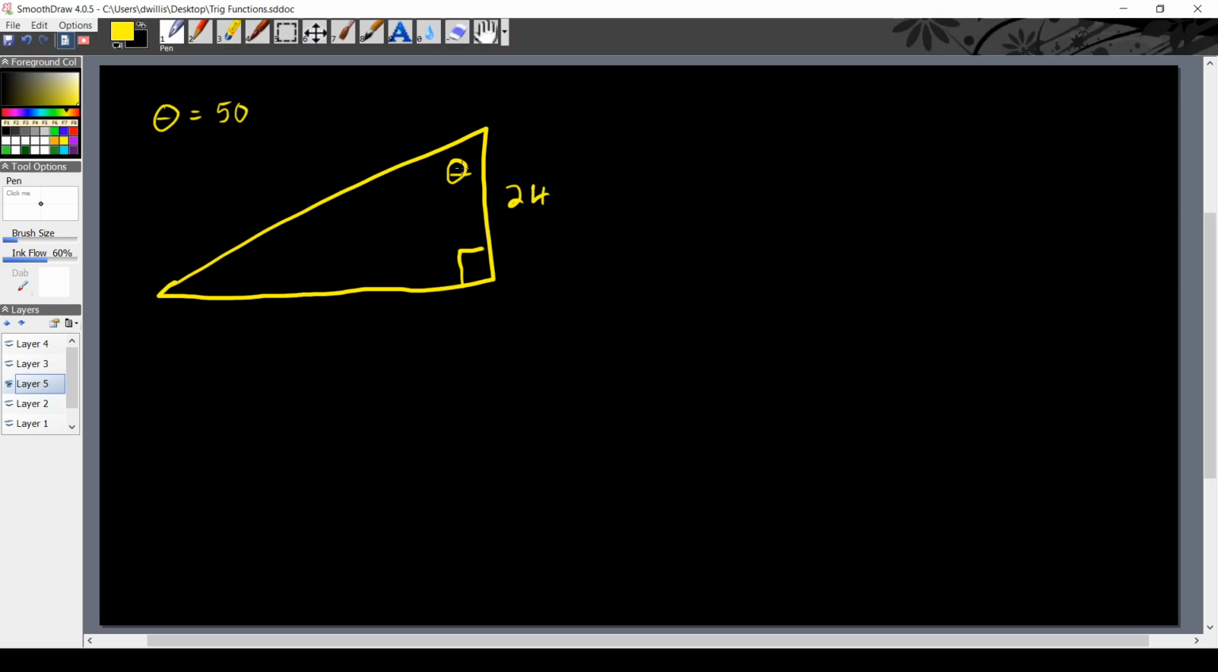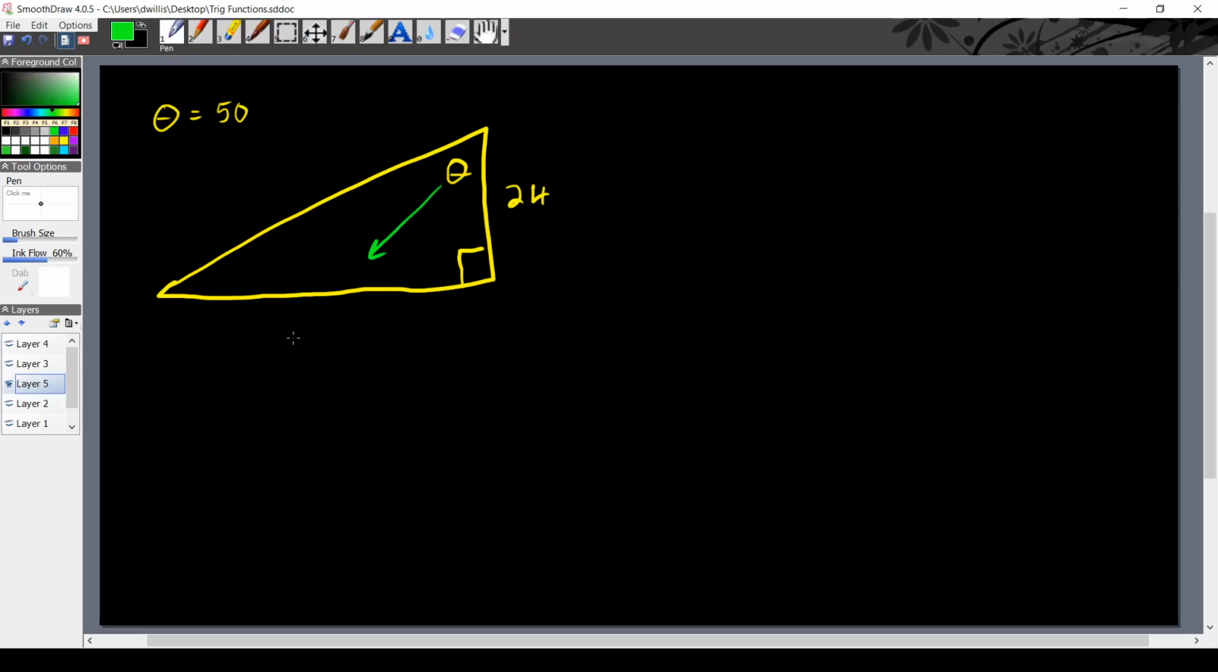Now that I've labeled theta, I'm going to ask what are the values of the other two sides. Now that I've labeled this side with a value, and I've said that that is theta, the next thing that I need to do is decide. Okay, let's see.